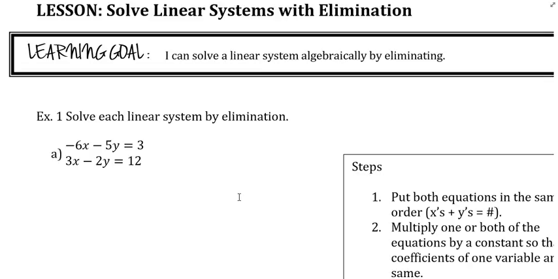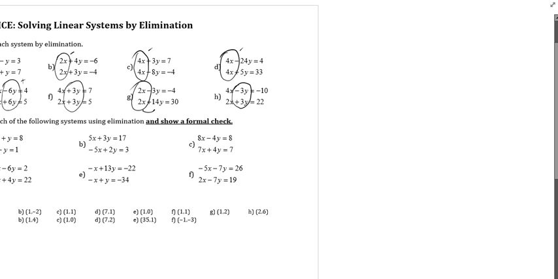So, more elimination. We did 2 days of substitution. This is day 2 of elimination, and they are a little bit trickier than yesterday. I want to go back to the worksheet from yesterday, which isn't here for some reason. Let's take a look at the worksheet from yesterday.